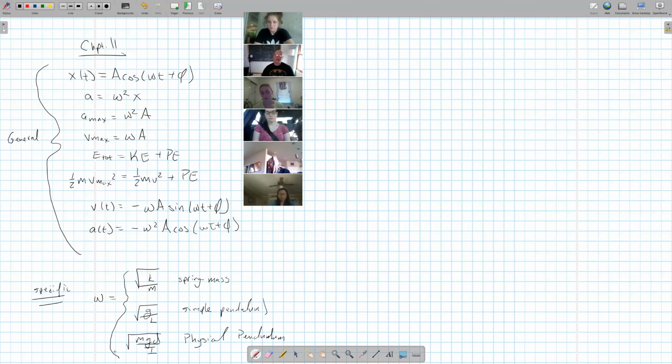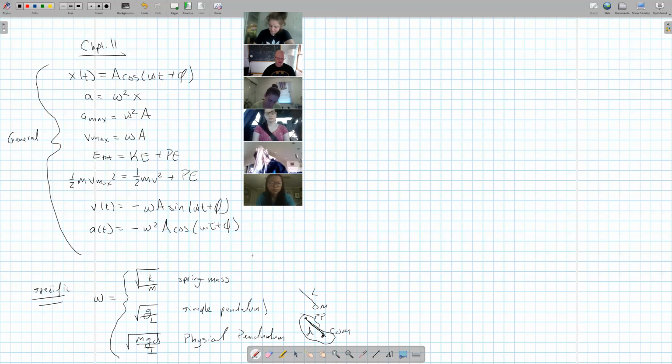Basically, it's anything that is not a string attached to a mass, I guess is the easiest way to say it. Again, remember the simple pendulum is a string attached to a mass. So this has mass M with a length of L. And a physical pendulum would be something like this, where this would be the center of mass and this would be, say, the pivot point. And D is the distance from the pivot point to the center of mass.